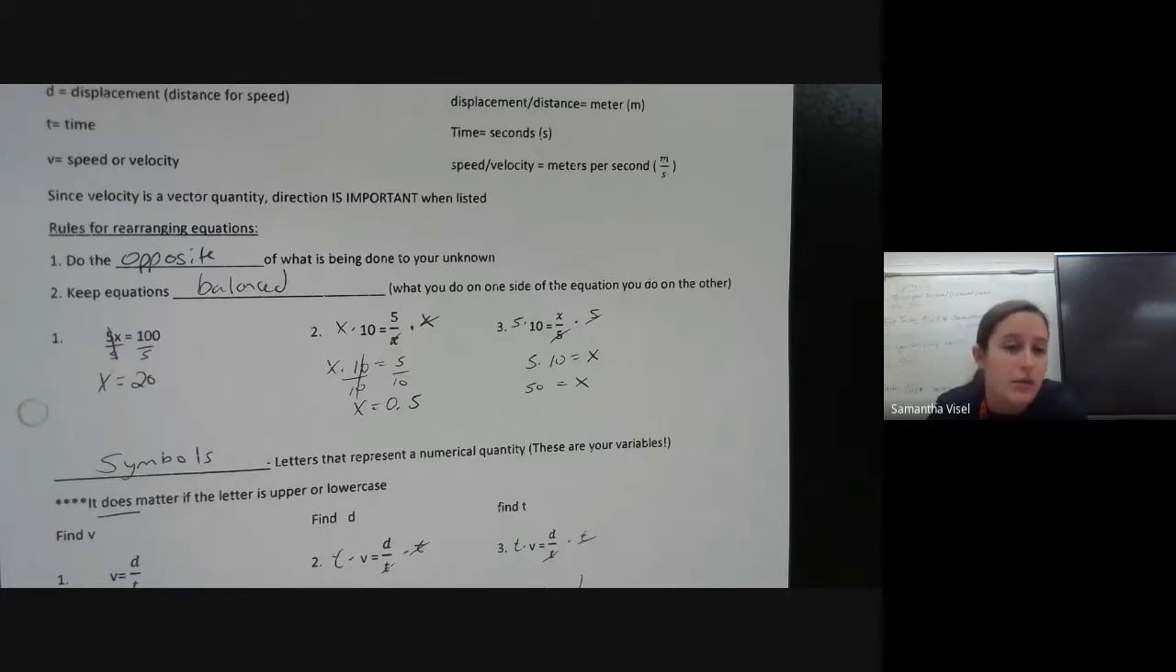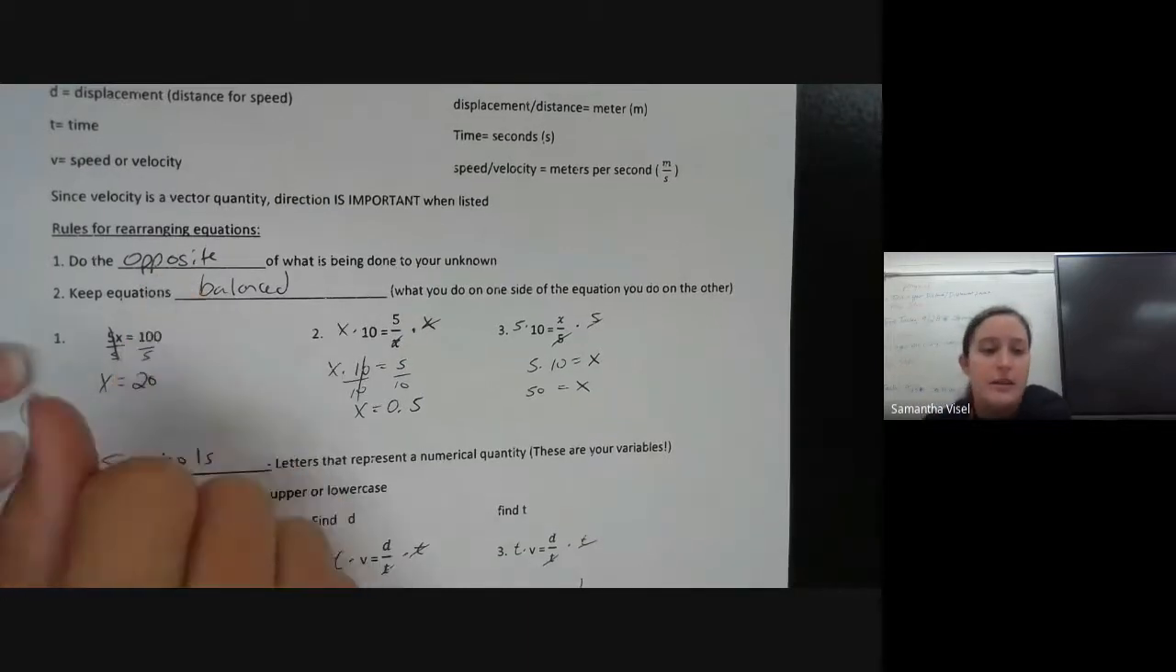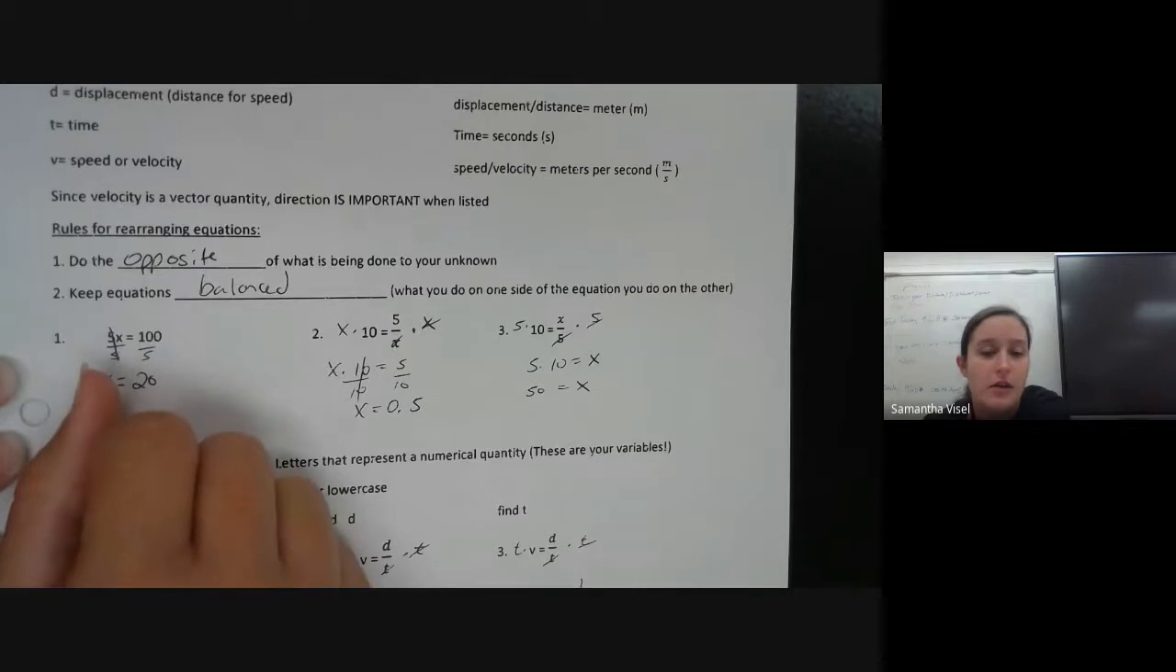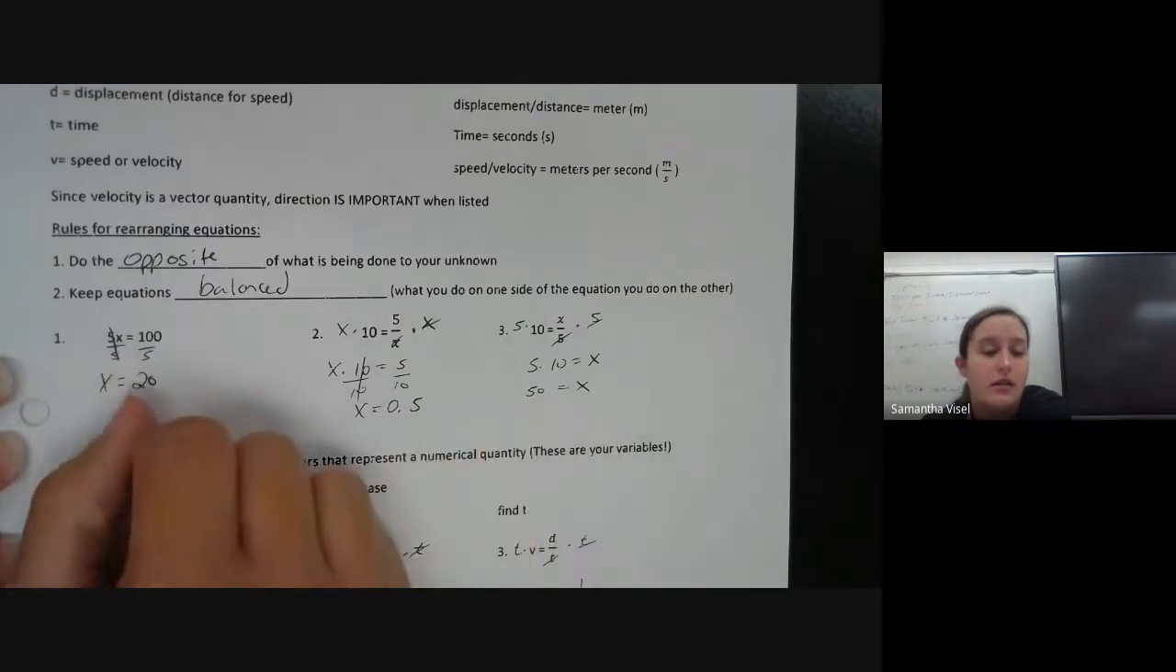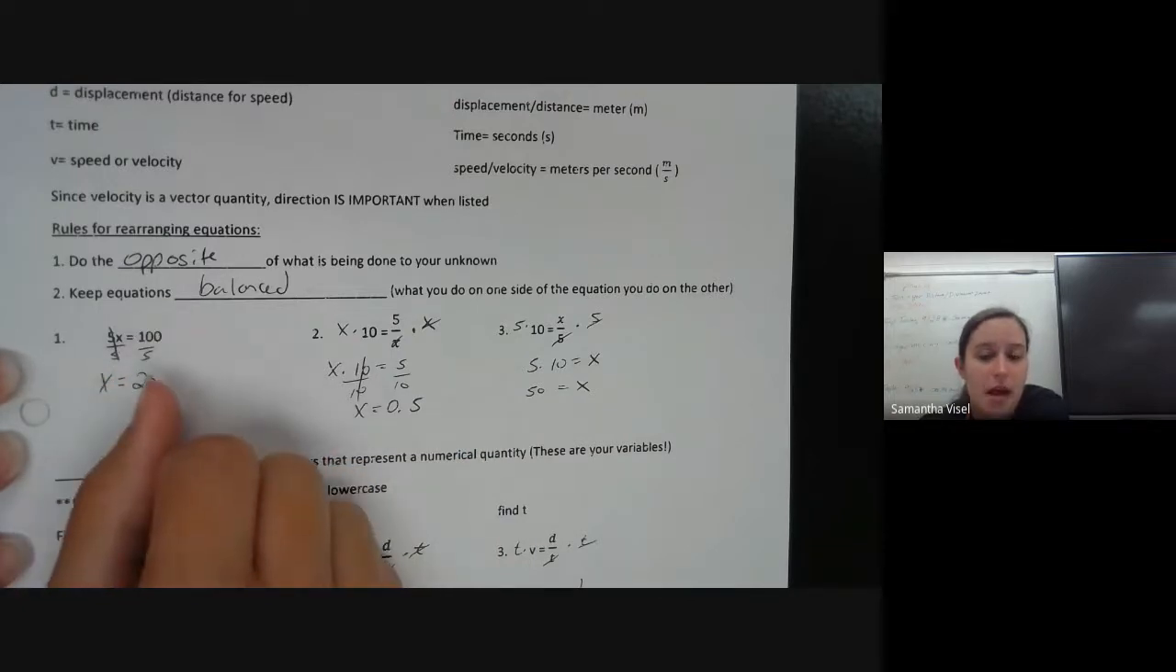So our general rules when it comes to rearranging an equation: you want to do the opposite of what is being done to your unknown. So if you're adding, then you're going to subtract. If you're multiplying, then you're going to divide. And then you want to keep your equations balanced. So what you do on one side of the equation, you do on the other side of the equation.